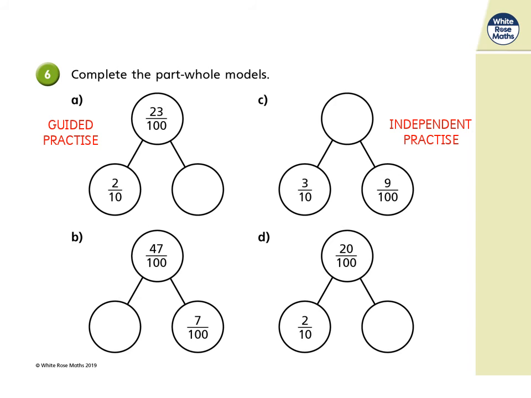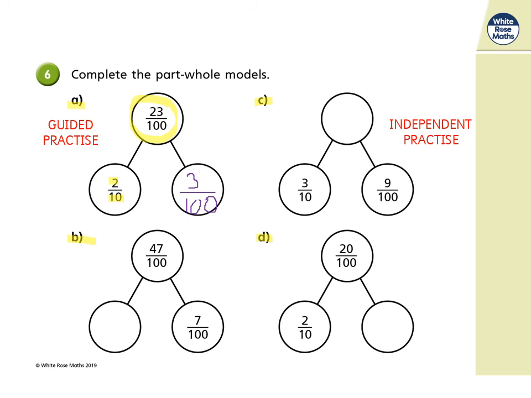So this is our last slide, Lucy, and so we're going to do guided practice on A and B, and then you're going to complete questions C and D independently. So we've got to complete the part-whole models. So here we've got a total of 23 hundredths. Now, just like our previous slide, it had 2 tenths or 20 hundredths shaded. But what do we need to fill out that extra part, do you think? Yes, you are correct. I need 3 100ths.